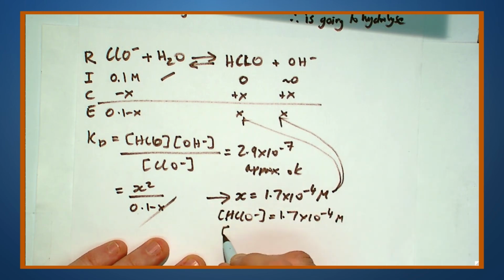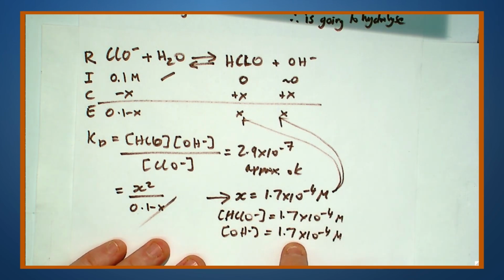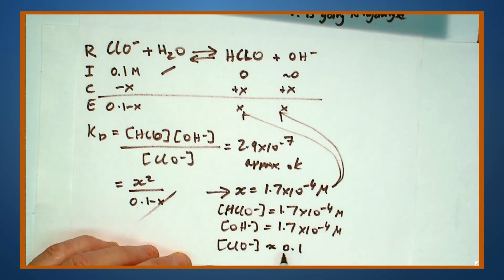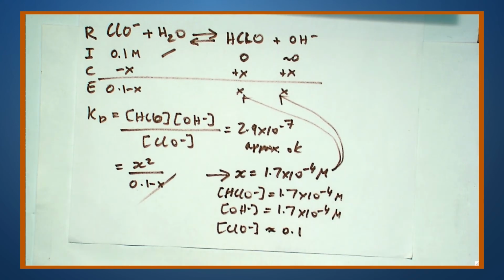We have the OH concentration, 1.7 times 10 to the minus 4 molar. Notice that is bigger than 10 to the minus 7, so we know it's going to be basic. And then we have our ClO minus concentration, the 0.1 minus X, which is basically going to be 0.1, because if you take that away from 0.1, you get 0.1. All right, so that gives us enough information to finish the rest of our calculations.